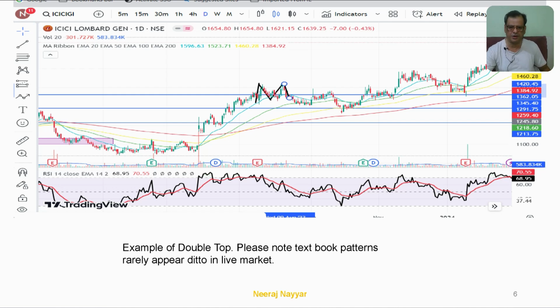People call it double top. So bulls push, bears bring it down. Bulls push, bears bring it down again, and then price goes down. So this is double top.